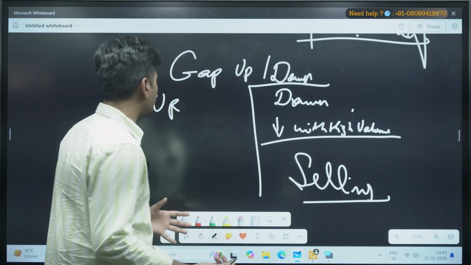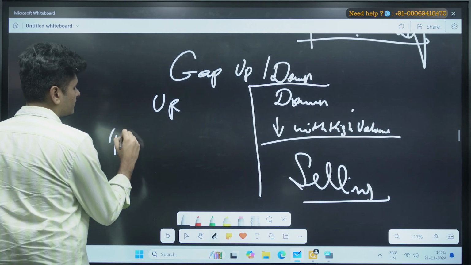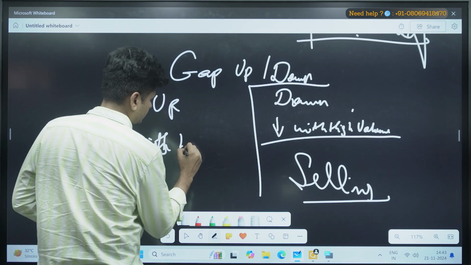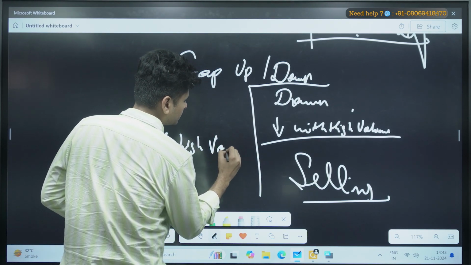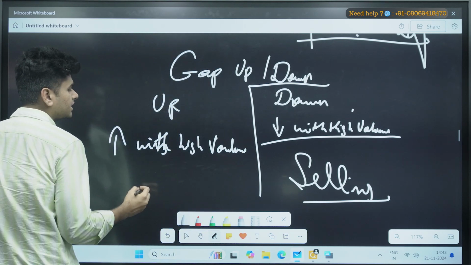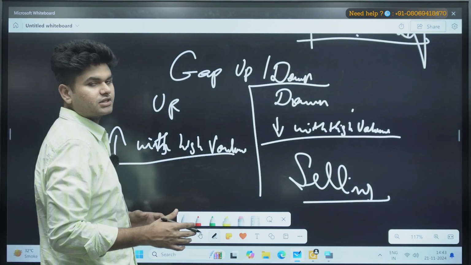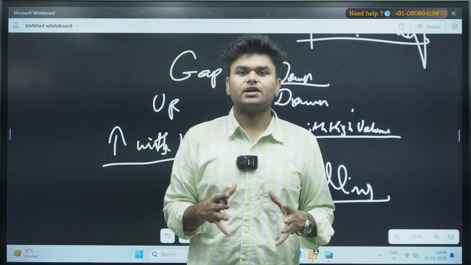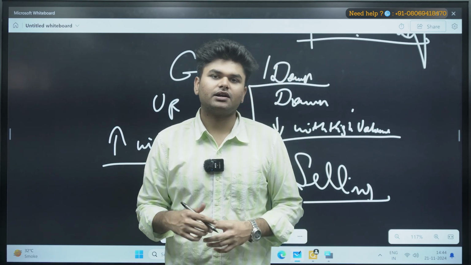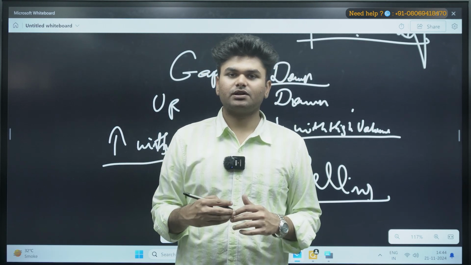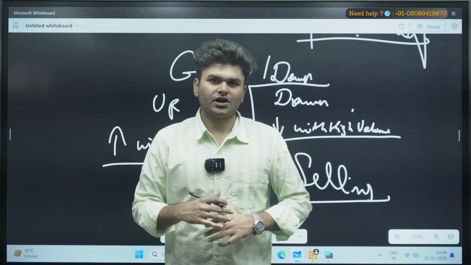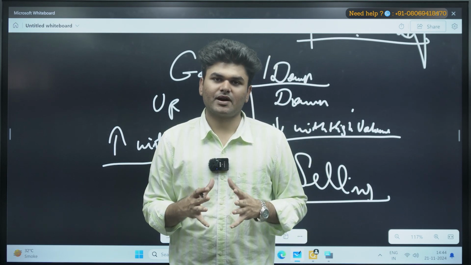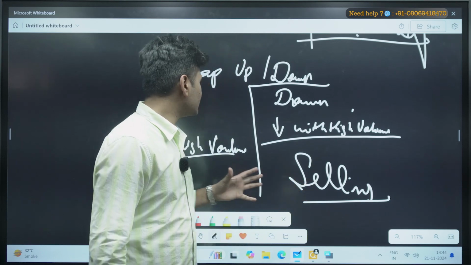Now again when we talk about gap up, let's suppose there's a gap up with high volume. When you are seeing a gap up with high volume, it is indicating that the price is being inflated. So we are seeing good buying happening here, and with the gap up it is indicating that the price at which it closed was not the ideal or fair price which the market participants were expecting. That is why they need a gap up.